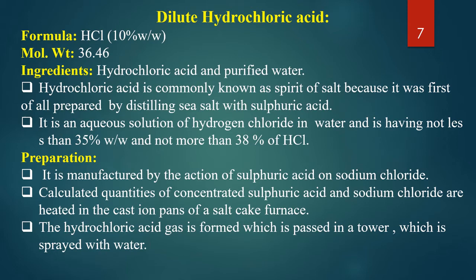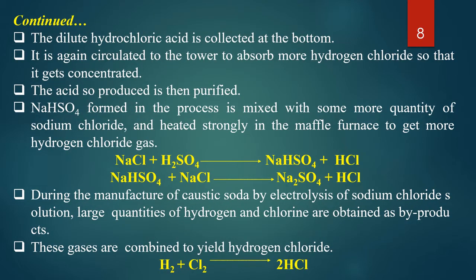Preparation of hydrochloric acid. It is basically manufactured by the action of sulfuric acid on sodium chloride. Calculated quantities of concentrated sulfuric acid and sodium chloride are heated in the cast iron pans of a salt cake furnace. The hydrochloric acid gas is formed, which is passed in a tower which is sprayed with water. The dilute hydrochloric acid is collected at the bottom. It is again circulated to the tower to absorb more hydrogen chloride so that it gets concentrated. The acid so produced is then purified.